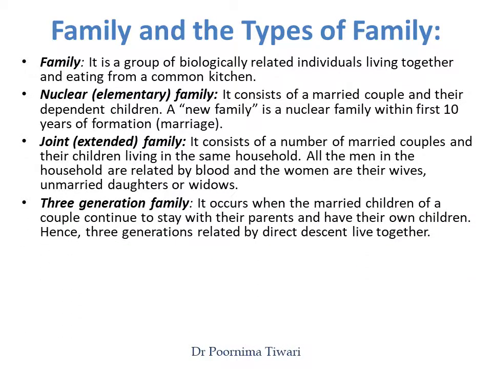3-generation family. The married couple has children and the children also get married and continue to stay with their parents and have their own children. So 3 generations who are linked by direct descent and they are living together eating from a common kitchen.